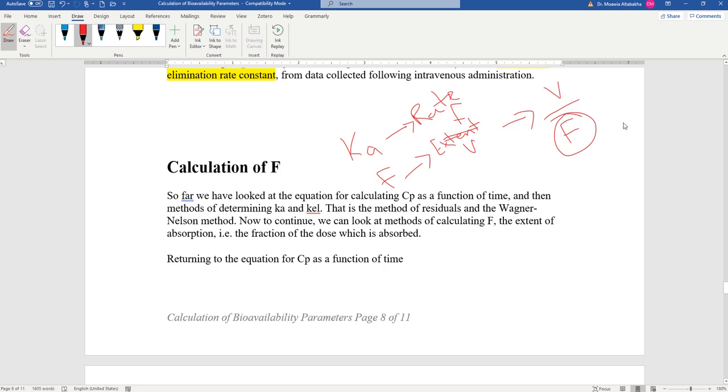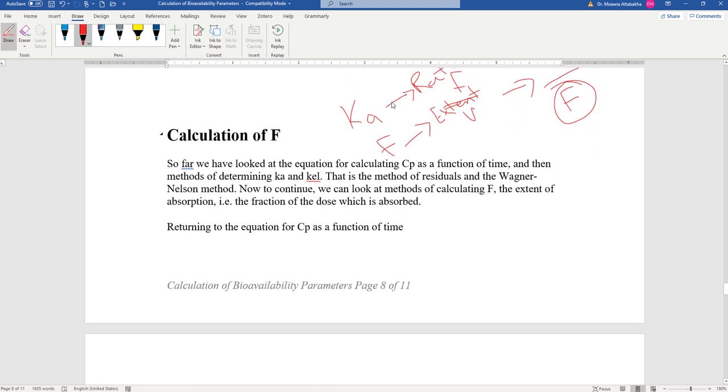Okay. Previously, what we got was V over F or F over V, which is the volume of distribution divided by the bioavailable fraction. Instead of using the residual method or Wagner-Nielsen method to look at F, we can look at F, the bioavailable fraction, by comparison between maybe two formulations of the same drug. So we have two different formulations, for example, two brands or two products of the same drug. And F can be calculated based on comparison.